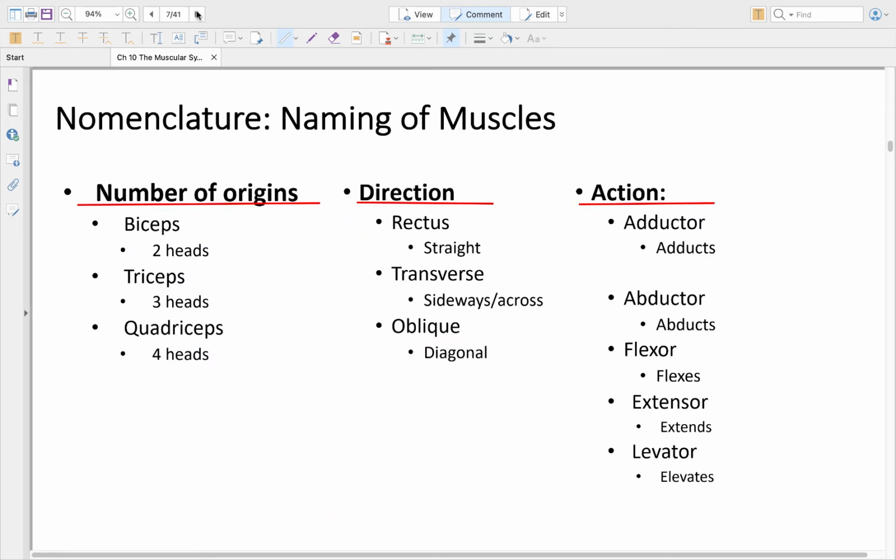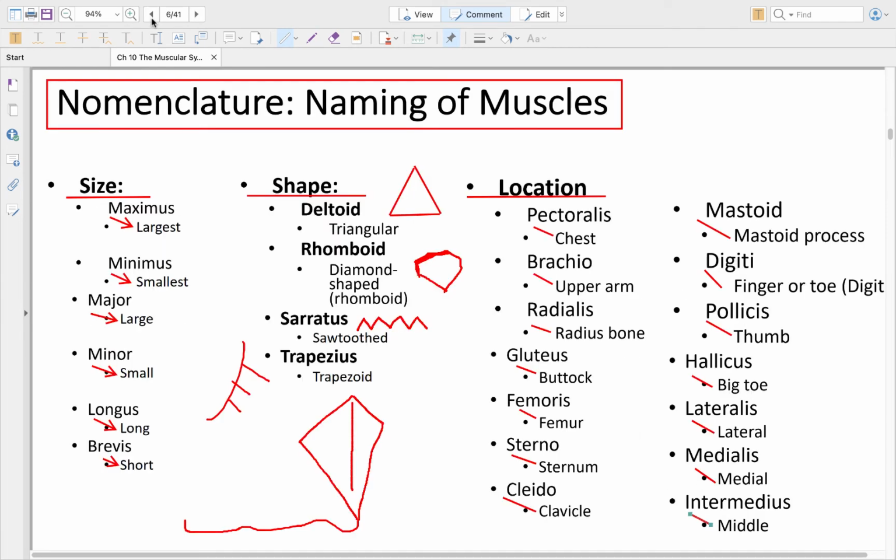Easy peasy. All right, learning this nomenclature will help you to identify muscles, name them, and remember them, because you will have this background information. Even if you get thrown off for a second, you can go back to location. Where's it located? Shape-wise, is it the largest in the group, and so on. So all of this is very relevant.